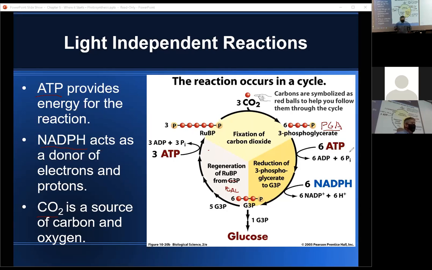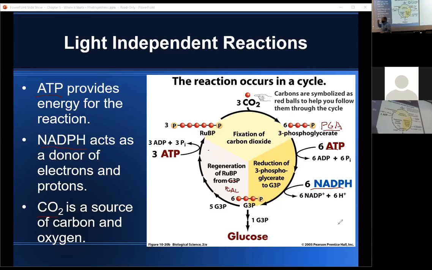Okay, so that's the first step. That's the carbon fixation step. Next, we have to take PGA and turn it into PGAL. Okay, we do that by reducing it. So we're going to take energy from ATP, and we're going to take electrons from NADPH, and we're going to reduce PGA into PGAL, okay, PGAL.